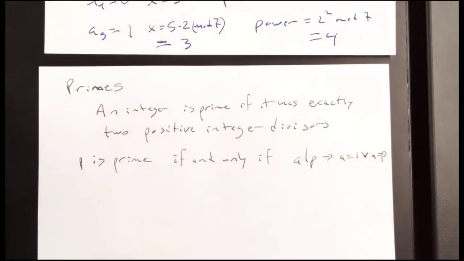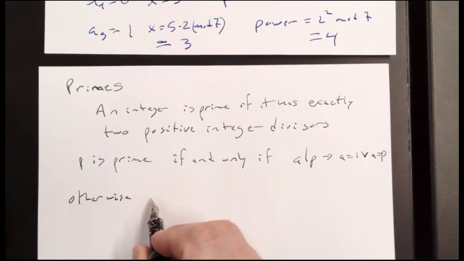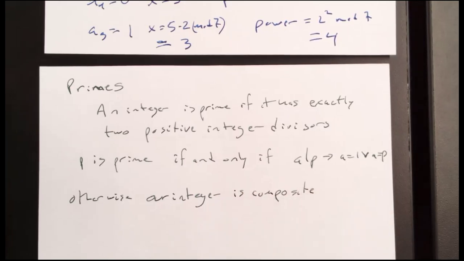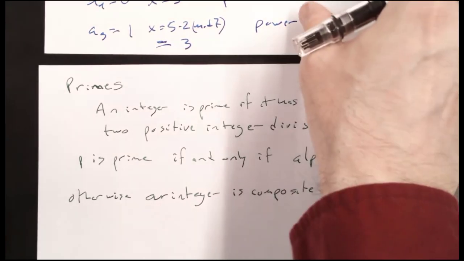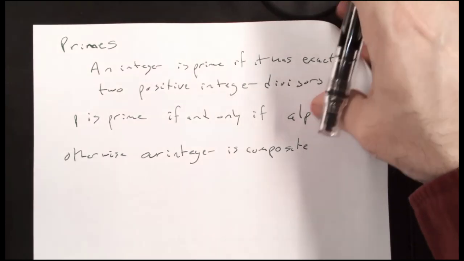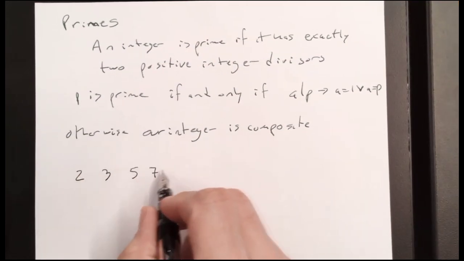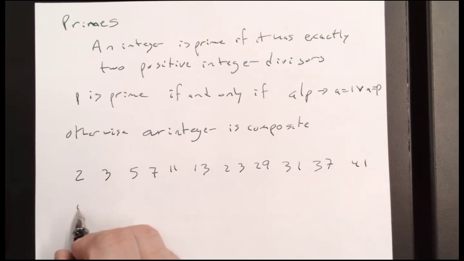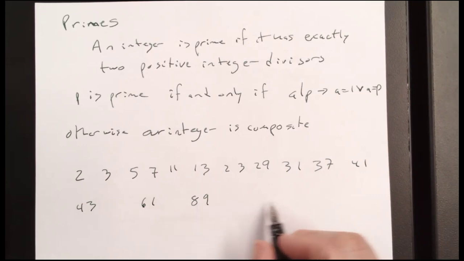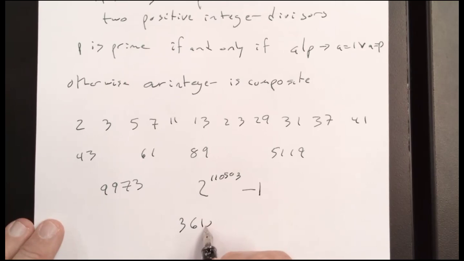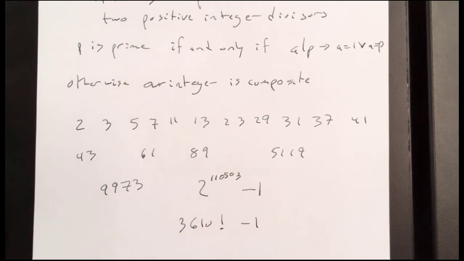A number that is not prime is called composite. There are lots and lots and lots of prime numbers. These numbers are all prime.